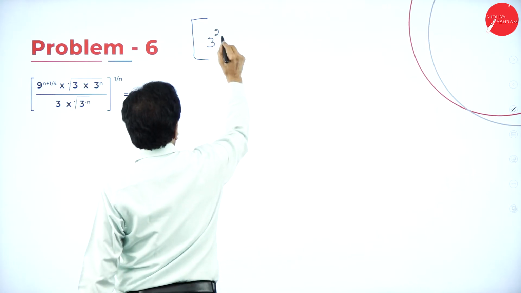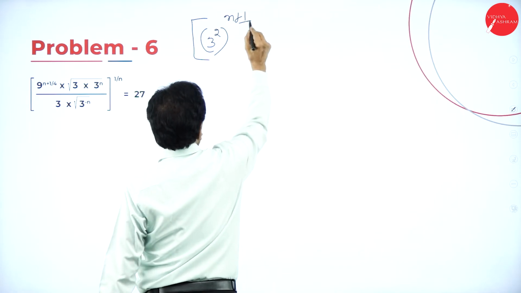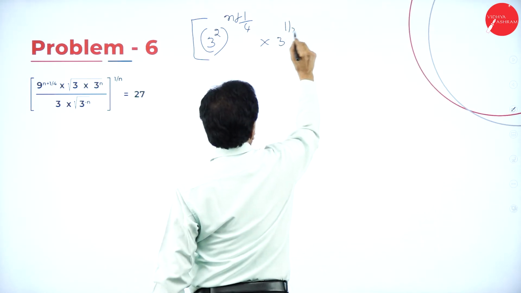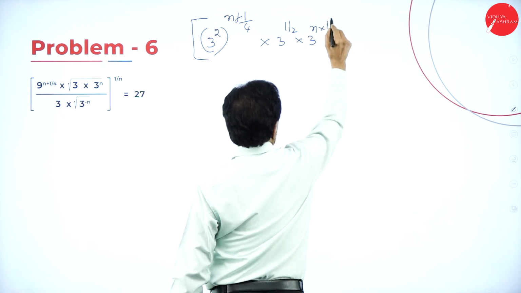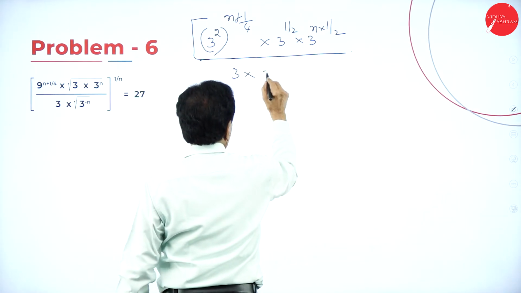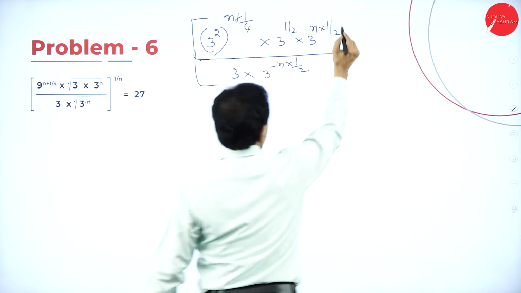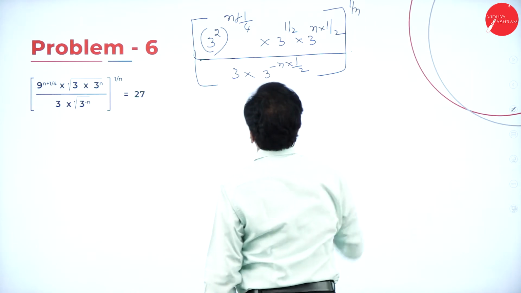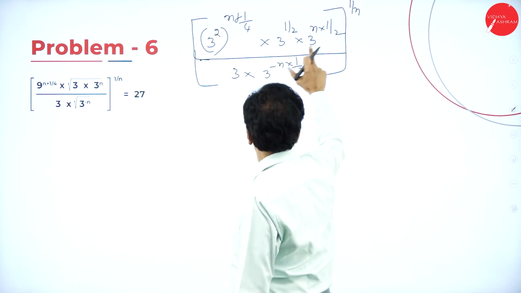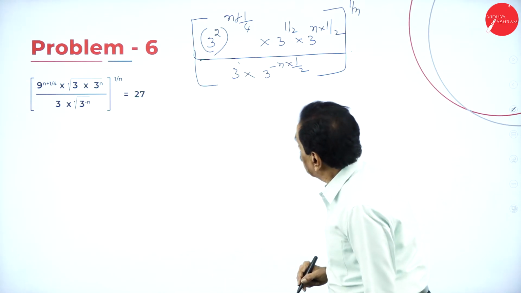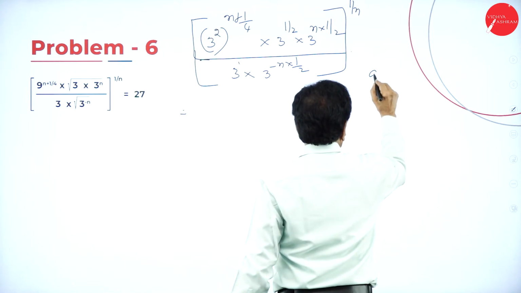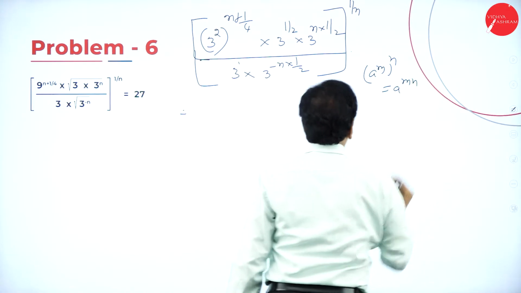3 square to the power of n plus 1 over 4, into root of 3, which is 3 to the power of half, 3 to the power of n, divided by 3 into 3 to the power of minus n into half, whole to the power of 1 by n. I made the simplification. I have written 9 as 3 square, to the power of half, 3 to the power of n divided by half, 3 to the power of 1. This is 3 to the power of n divided by half, whole to the power of 1 by n. This is nothing but a to the power of m, this formula you are going to use.